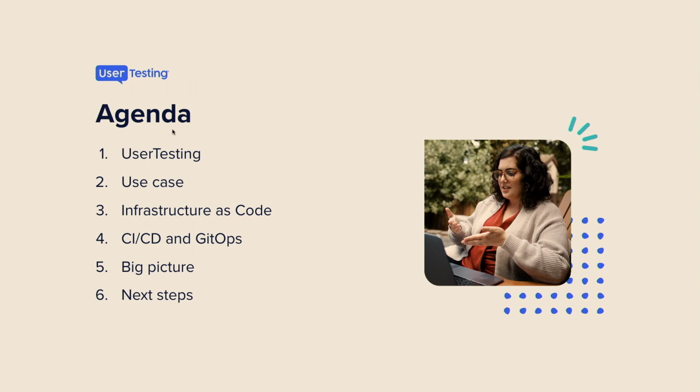Then we will get deeper into infrastructure as code, CI/CD and GitOps. Then we will tie it all together. And finally, we'll get into the next steps and see what are the things that we still need to figure out and learn even more.